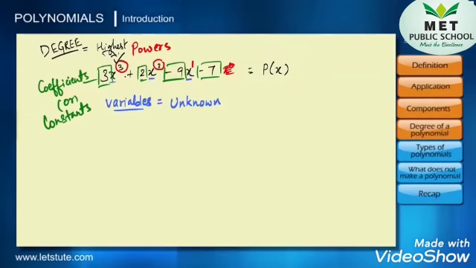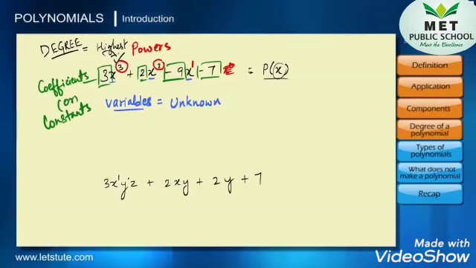And in this expression you can see the highest power is 3. Hence the degree of this given polynomial is 3. Now let us see what will be the degree of a polynomial with multiple variables. In the above example you can see you are having only one variable x. So the degree is the highest power, 3.